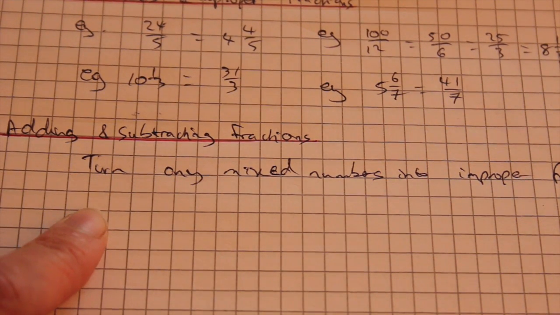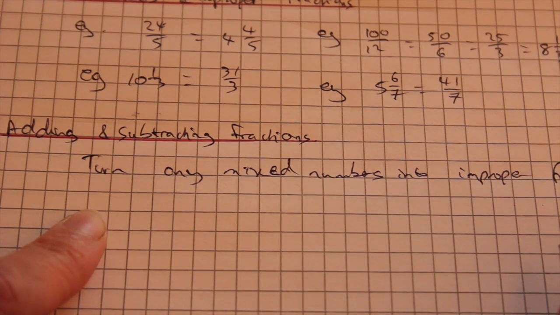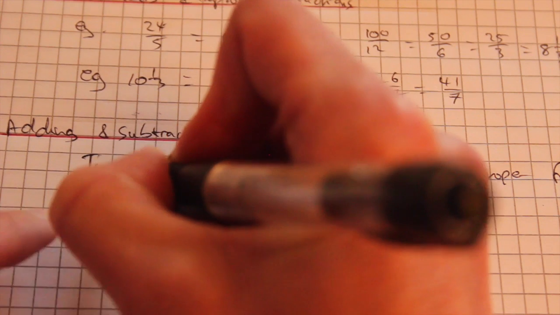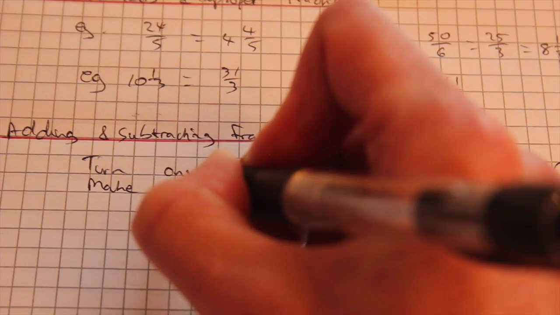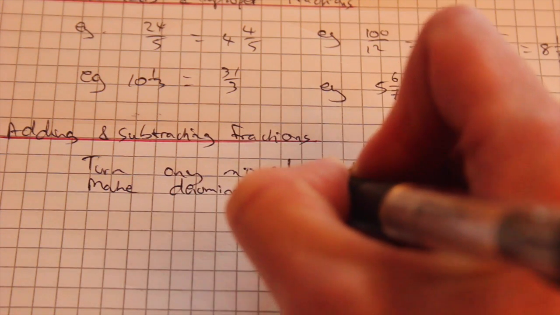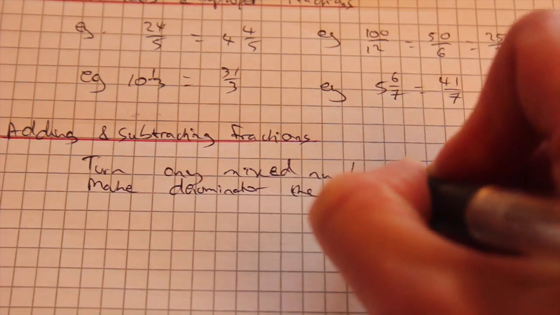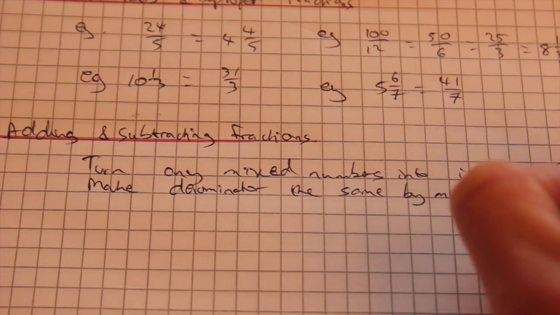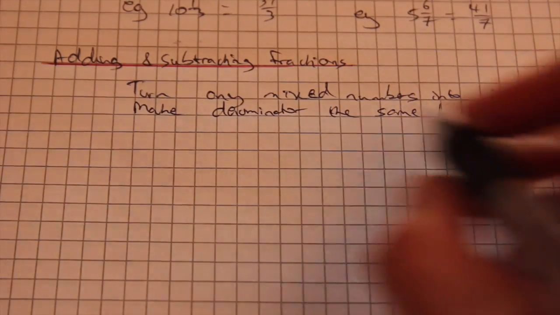I would really recommend turning any mixed numbers into improper fractions first before you start this. You can do it without turning them into improper fractions, but it's quite easy to get it wrong. So I would recommend you do this, and then you make the bottom lines, or the proper name for bottom lines, the denominators, the same by multiplying. Now this all should be familiar enough. So we'll just go straight into a wee example here.